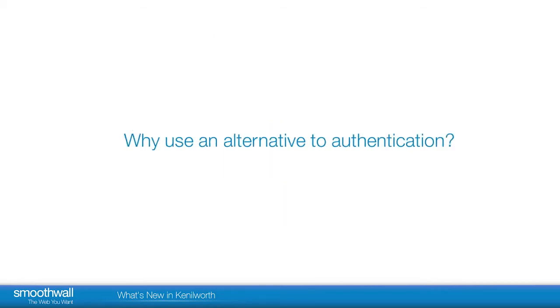Why use an alternative to authentication? Traditional authentication methods such as Kerberos and NTLM are precise in verifying user identity, but similarly are complex to set up. The Smoothwall needs to be joined to the Active Directory. Browsers and web applications need to support NTLM or Kerberos, or an authentication error will occur. This requires complex authentication exceptions to be set up and maintained, causing administrative overhead.